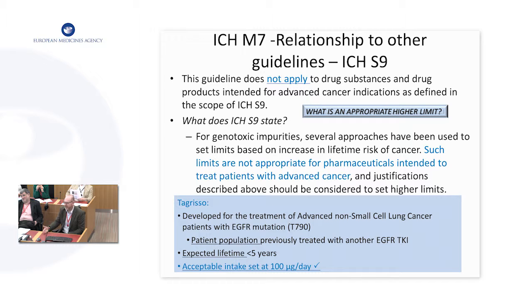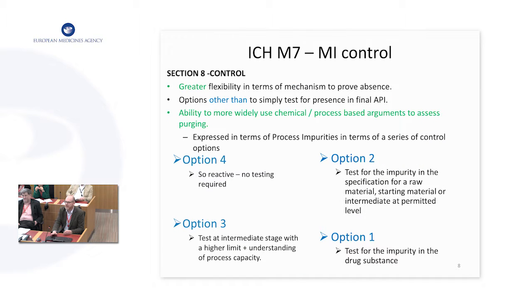And so the acceptable intake that was accepted in this context for this oncology drug for a mutagenic impurity was 100 micrograms per day, which was considerably higher than certainly the standard TTC, and gave us that flexibility, particularly in regards to this medicine, where we had a relatively late mutagenic impurity in the synthesis, to exercise control at a level that was felt to be appropriate, and therefore meant that we could develop that process relatively quickly.